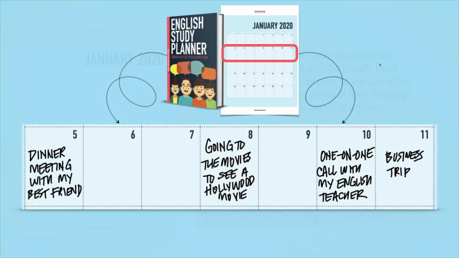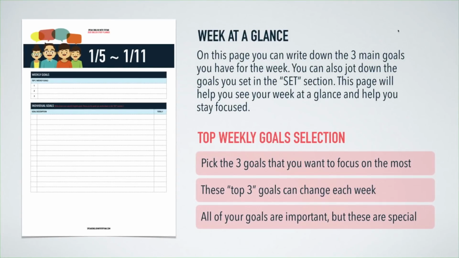Now, after you do this, what you're going to do is look at your week at a glance. On this page, you can write down the 3 main goals you have for the week. You can also jot down the goals you set in the set section. This page will help you see your week at a glance and help you stay focused. Top weekly goals section.